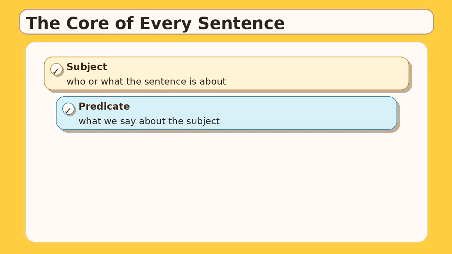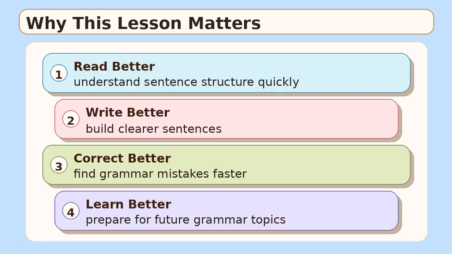In this lesson, we move into one of the most important foundations of grammar, subject and predicate. If you understand these two parts clearly, reading, writing, sentence correction, and sentence analysis all become easier. Many learners can read a sentence, but they cannot break it into its main parts. That creates confusion in grammar, especially in agreement, transformations, and error correction.